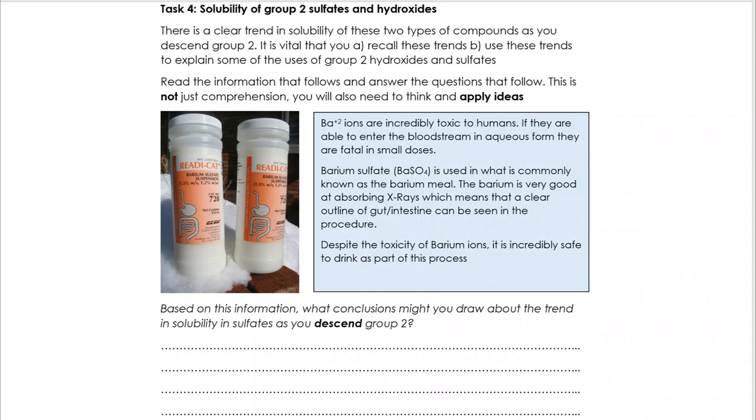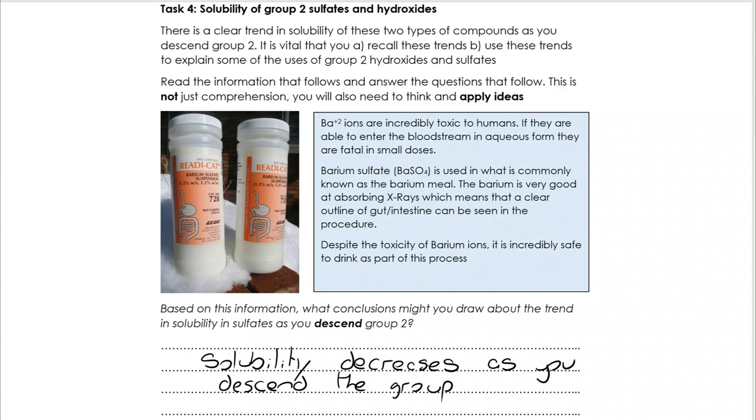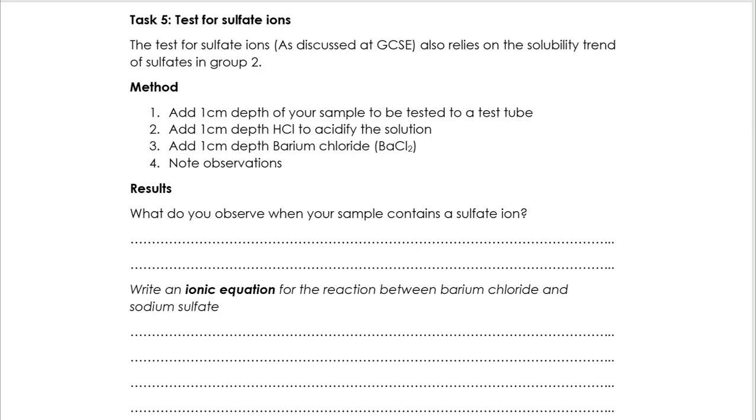So the key thing to look for here is that barium ions are incredibly toxic, and yet we can drink barium sulfate. Now that tells us that barium sulfate is totally insoluble. It's lower down the group, so that would lead us to believe that solubility decreases as you descend the group. A really important trend for you to remember. It's not the only place that we rely on the insolubility of barium sulfate. Have a go at these questions.